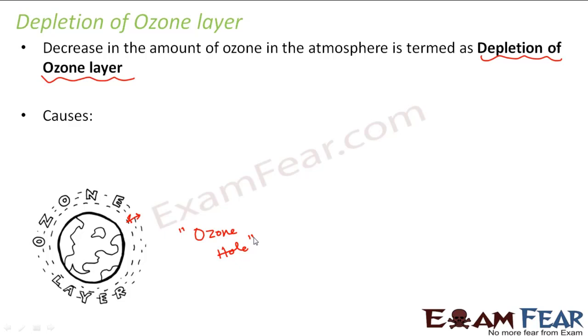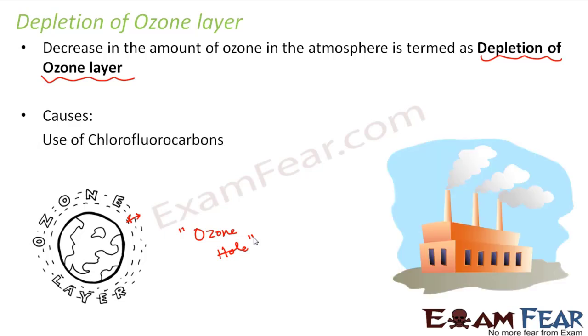Now, what is the cause of it? Why is the amount of ozone decreasing? One of the most important causes is the use of chlorofluorocarbons. What are these chlorofluorocarbons? These are dichloro compounds, and chlorofluorocarbon is often abbreviated as CFC. So where are they used and what are they? These are basically inert, colorless and odorless gases. They are inert, that means they do not react with anything. They are colorless, they do not have a specific color, and they are odorless.